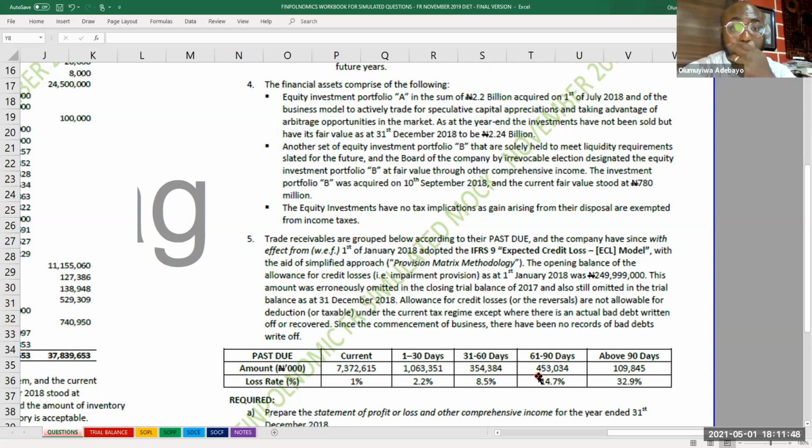Okay, let's pick it one by one. Let's finish with this first one. Who can contribute to this first one? Financial instruments. I don't really know financial instruments. Equity investments portfolio A, the sum of 2.2 billion acquired on 1st of July 2018 and of the business model to actively trade for speculative. I don't fully understand financial instruments. Okay, who else will contribute? Waiting for contributions.